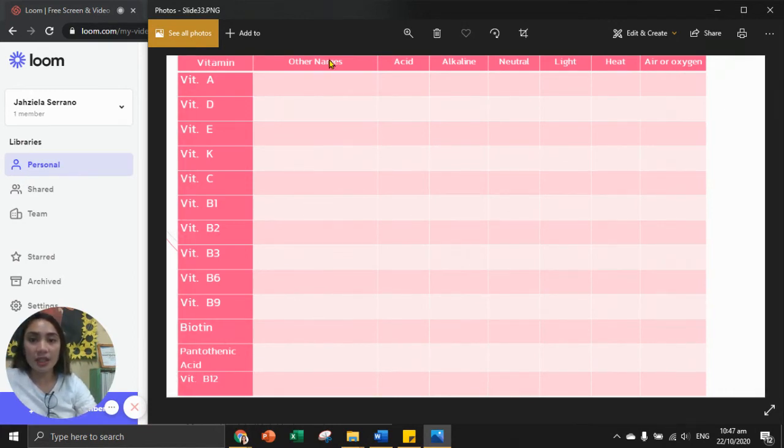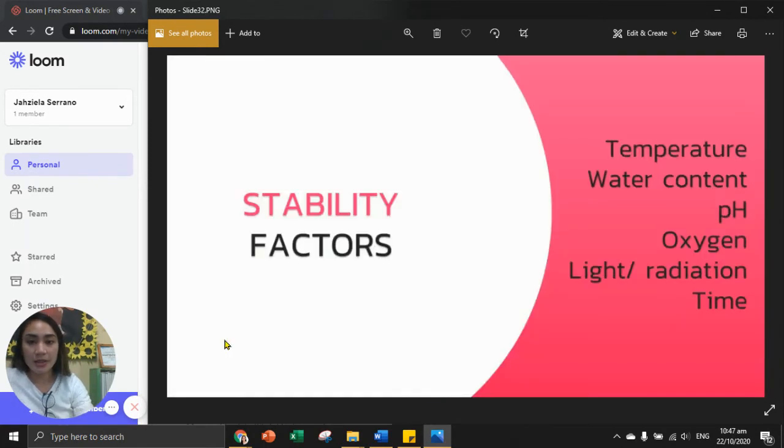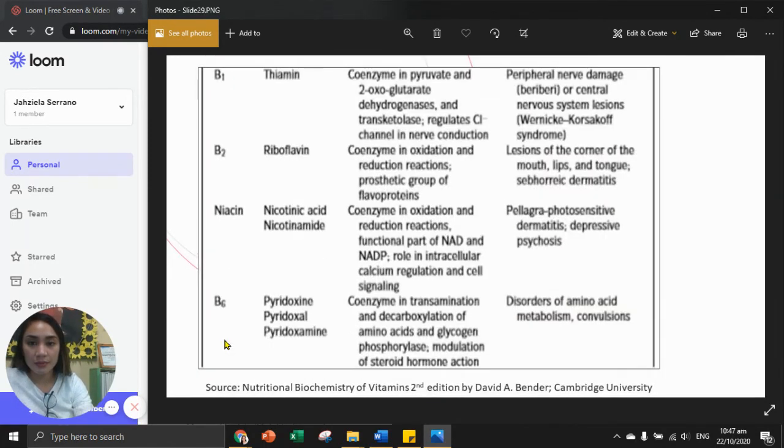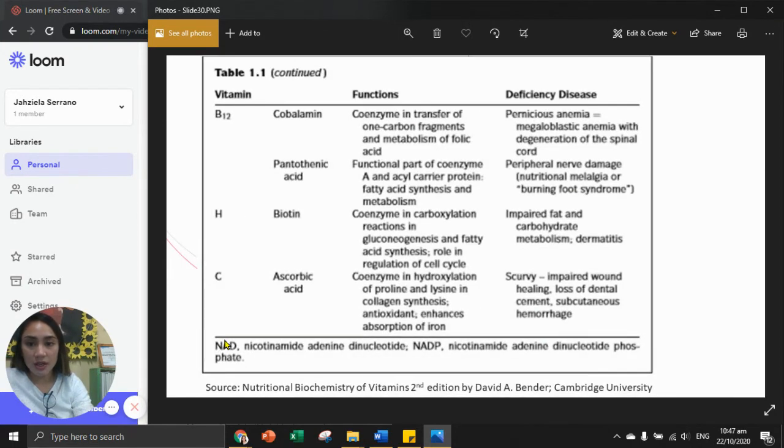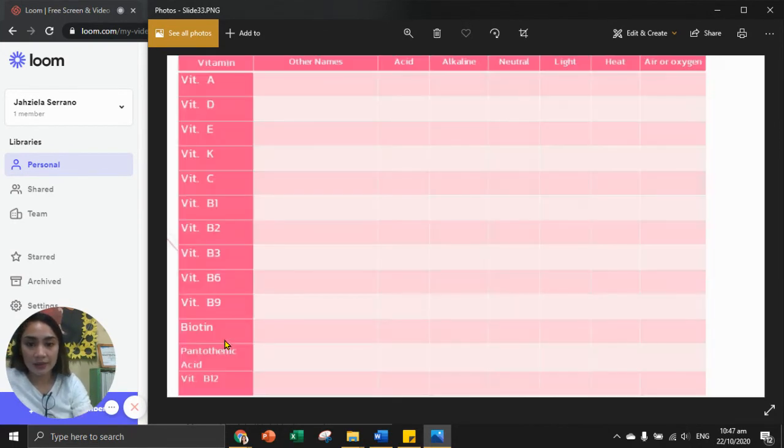So, we have here, I asked for the other names ng ating vitamins from B1, B2, B3, B6, B9, B12, and also B5. Tama ba? Let's go back. Pantothenic. Oh, sorry. It's B12 pala, no? Pantothenic acid and also biotin, which is vitamin H.